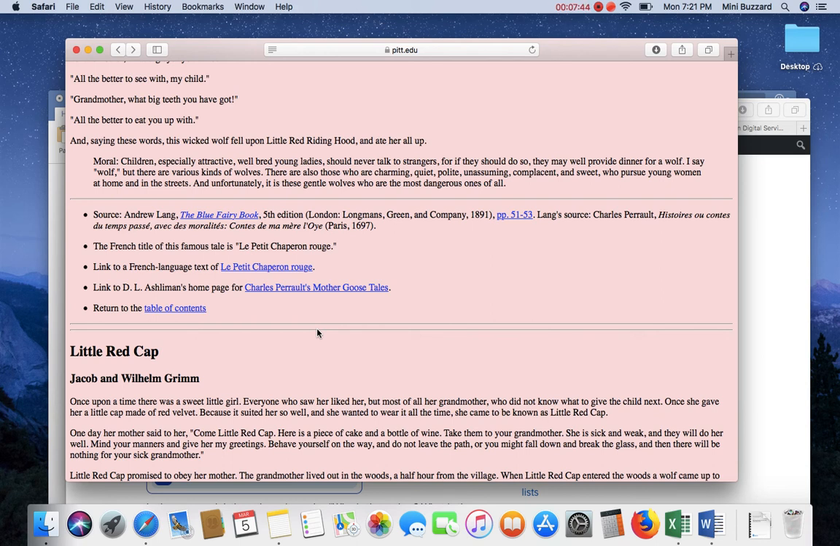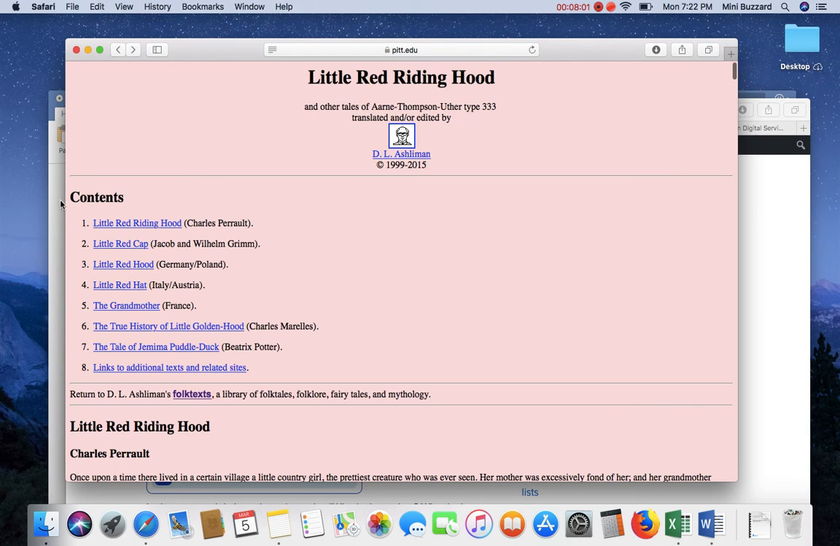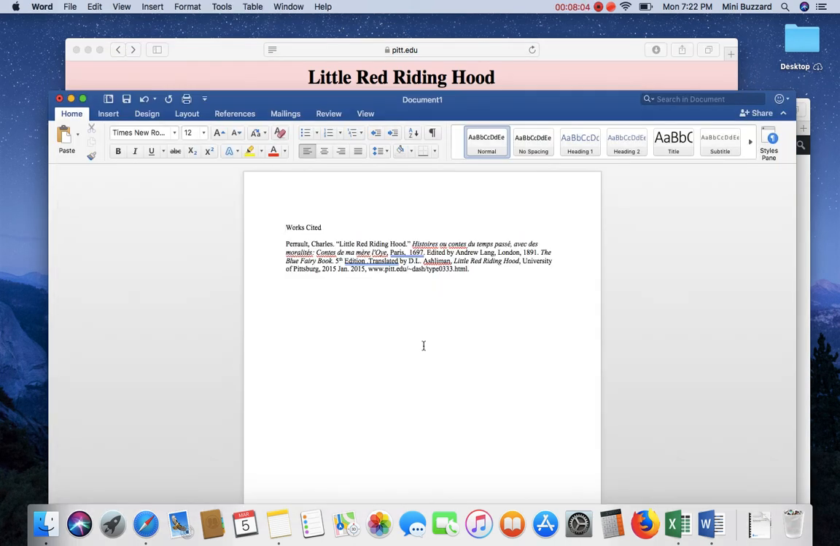So, we have Perrault's piece, we have Lang's book, we have Ashleyman's website, and we have the University of Pittsburgh because they host the website. Okay? So, that's 4 containers. Now, because this is a massive citation, I've gone ahead and typed up the information into here because I thought that would be a little bit easier, so I wouldn't have to do it all and you painfully watch me type something out. Okay, so I've put in the information.